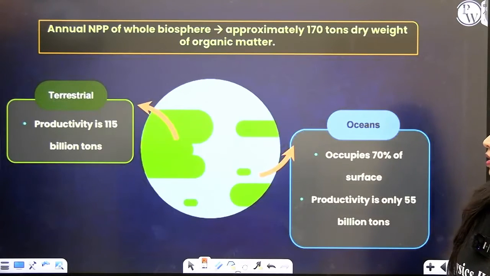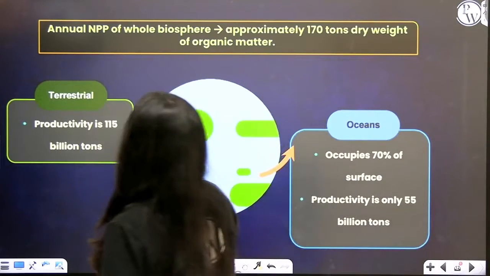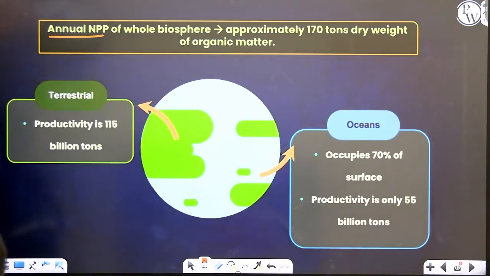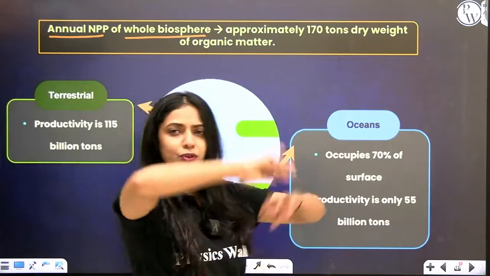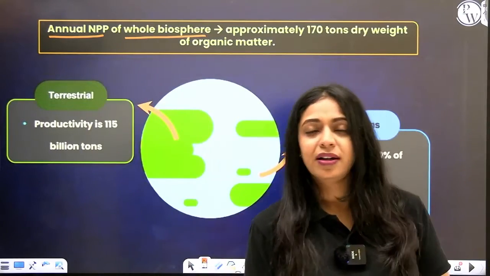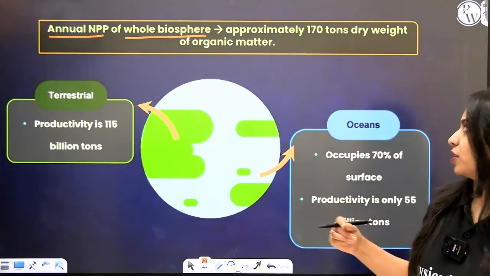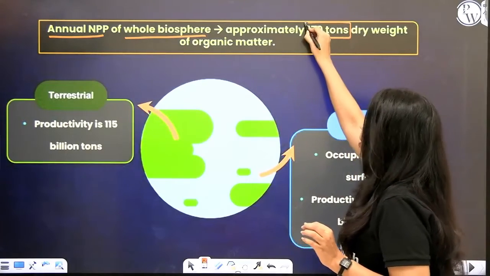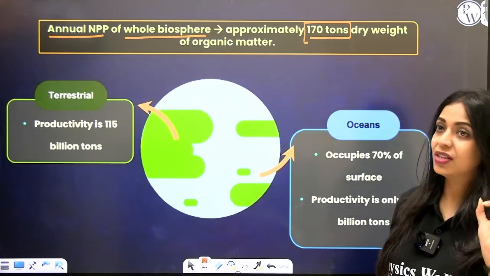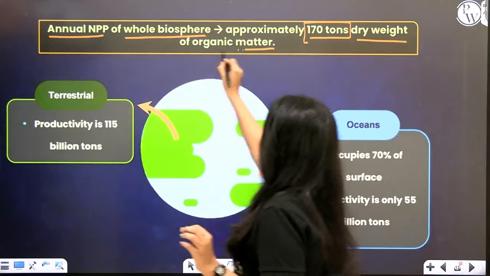Okay. Now, if you consider the annual NPP, net primary productivity, I've already told you what net primary productivity is. If you consider the annual net primary productivity, annual means per year, what is the net primary productivity of the entire biosphere throughout the earth, everywhere in the world? It's approximately 170 tons. How do we measure this? In terms of its dry weight.